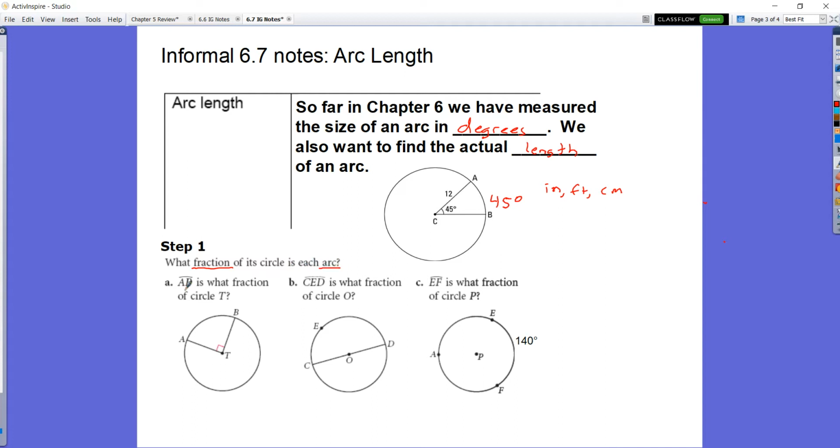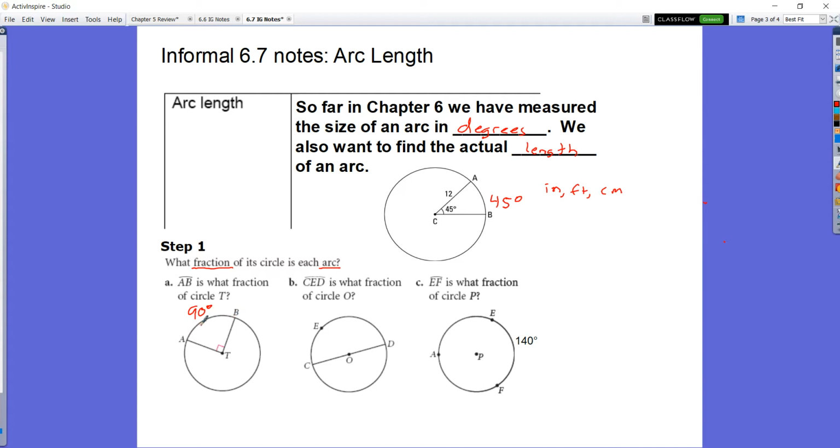All right, so here's our first circle. We got this circle here, circle T. We want to find AB is what fraction of that circle. Like how much of a fraction of this arc is it compared to the entire circle. All right, so first we're going to set up our initial fraction for this. So my central angle here is a right angle, 90 degrees. So that means this arc is 90 degrees.